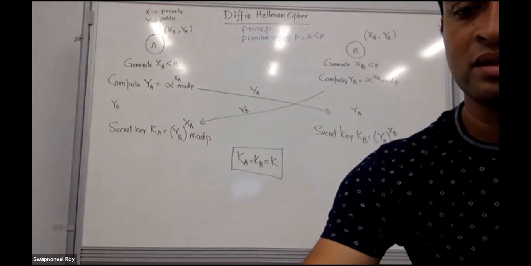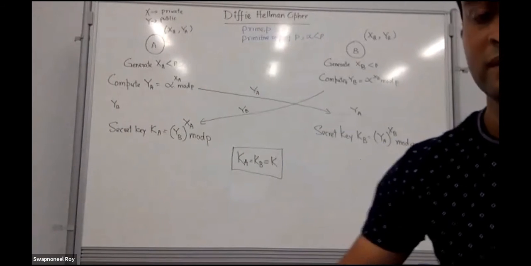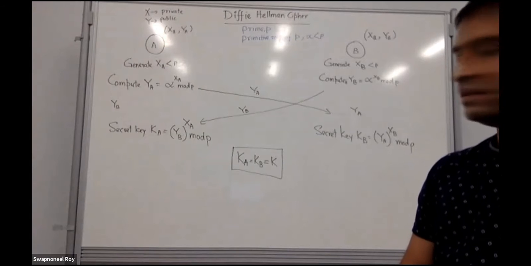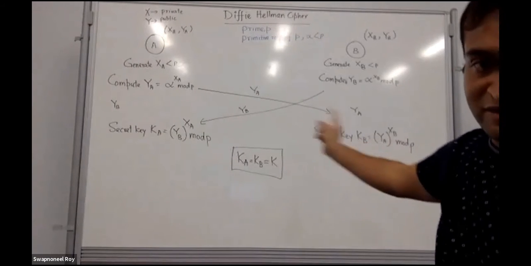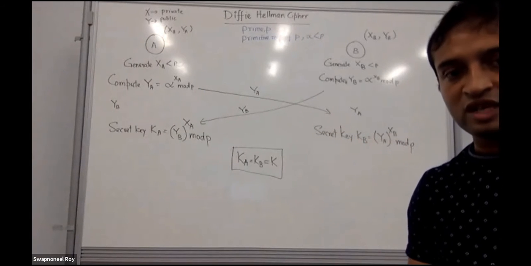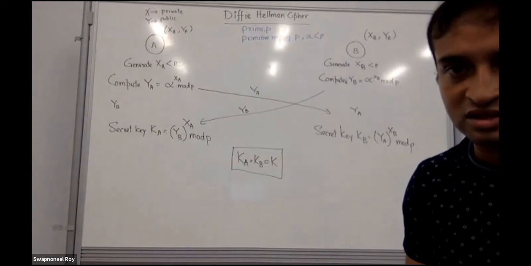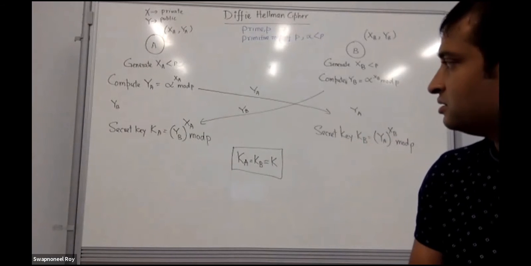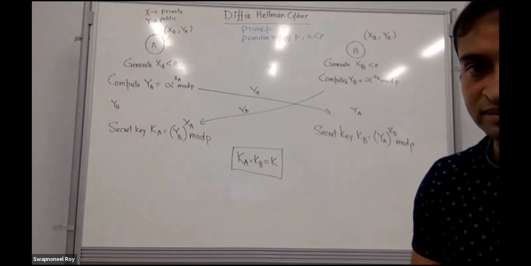So with this algorithm, I claim that they would have computed the same value on each side. I will prove that, but I will allow you to stare at this for a moment and ask me any questions that you might have before I prove that.